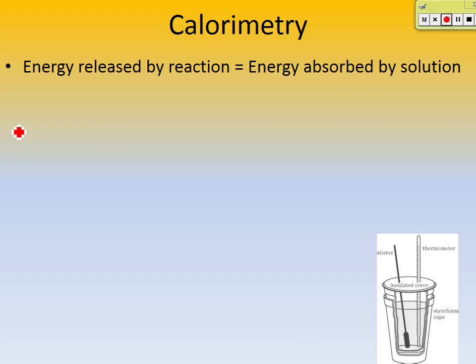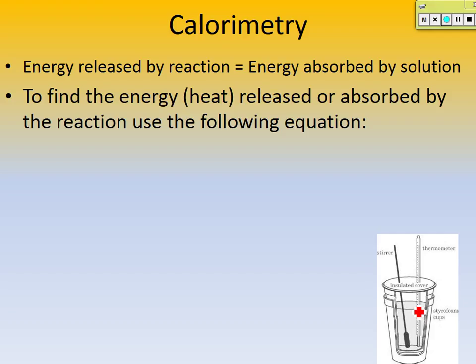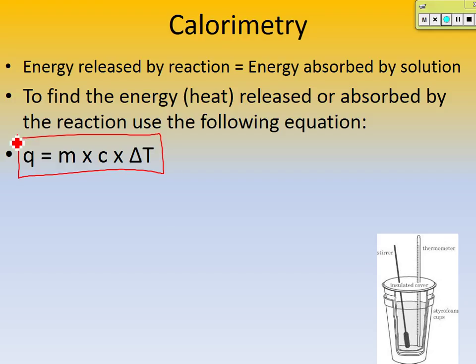So the energy released by a reaction is equal to the energy absorbed by the solution. When we do the lab next time, we're going to use a calorimeter just like this. We're going to do a reaction in here. There's going to be a solution in the cup. Well, the energy released by the reaction is going to heat up the water. We're going to track the temperature differences with our thermometer, so we know how much heat is released or absorbed in that chemical reaction. To find the heat energy released or absorbed in the reaction, we're going to use the following equation. Okay, this is going to be a very important equation in this chapter.